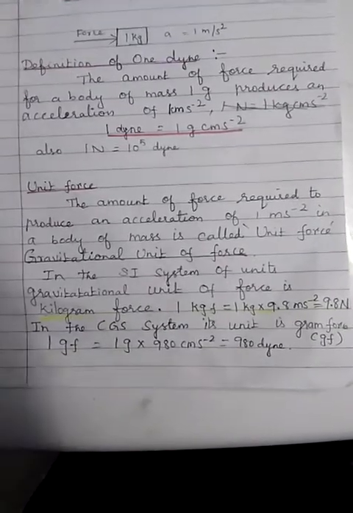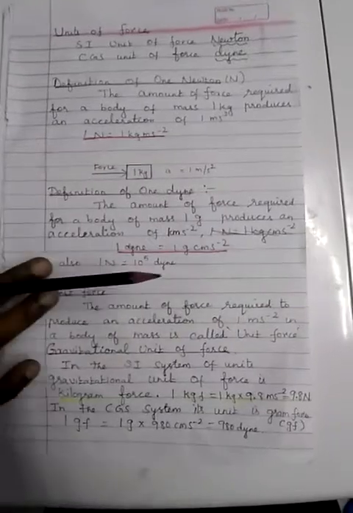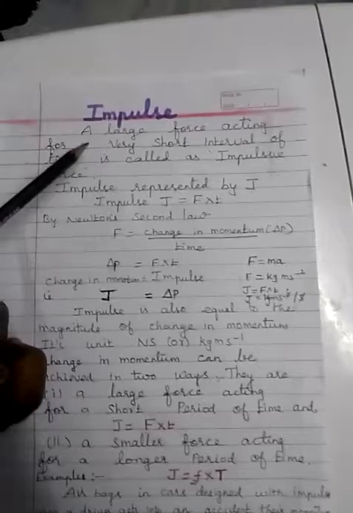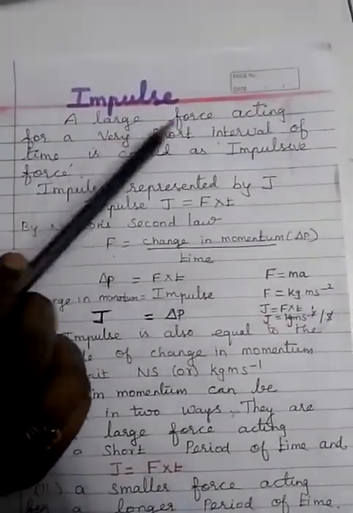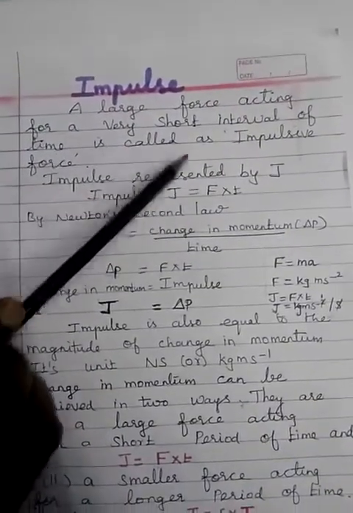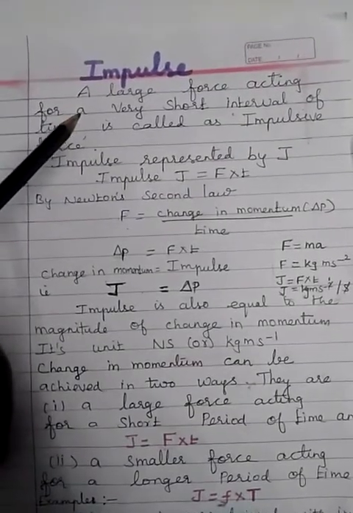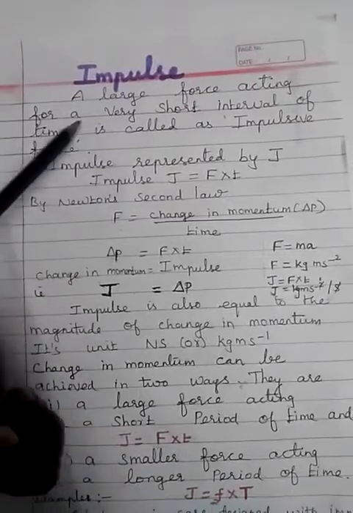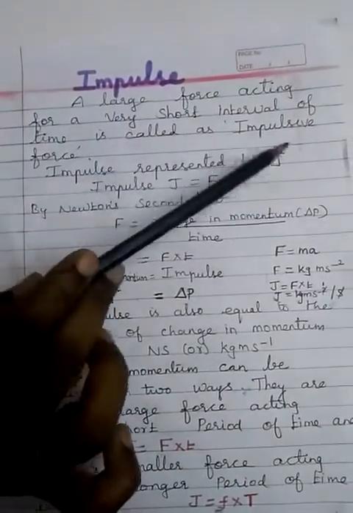Okay. These are all the important definitions. So go through the definitions well. Okay. Next one, impulse. Very important term. Listen carefully. A very large force acting for a very short interval of time is called impulsive force. Okay. So what is that? Think of an accident. Listen. A very large force acting for a very short interval of time is called impulsive force.